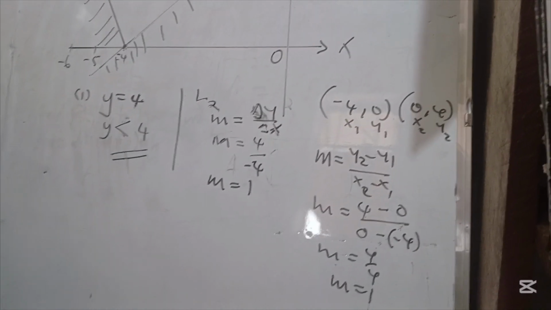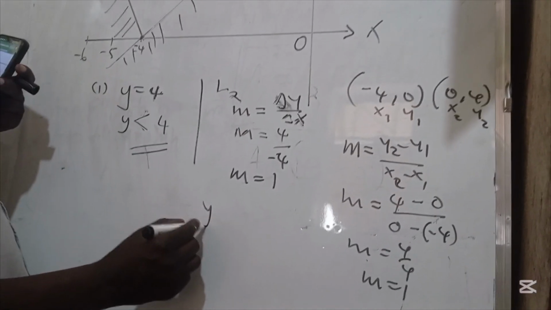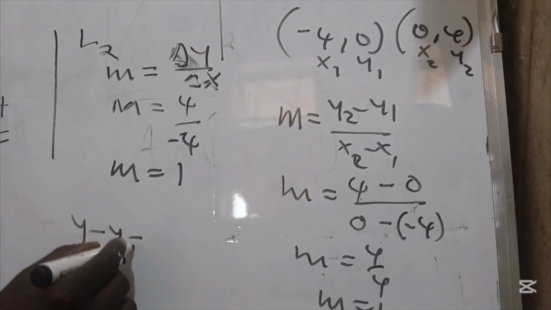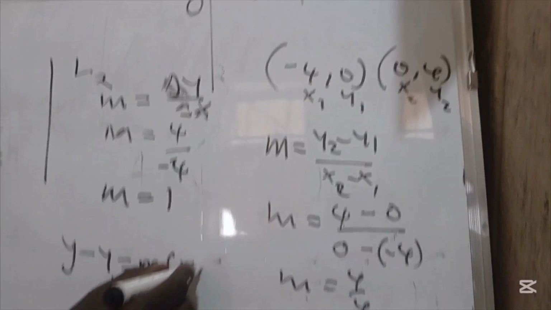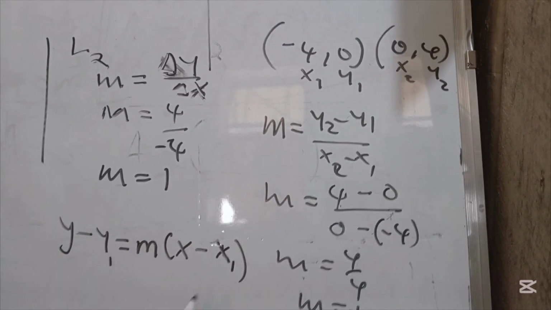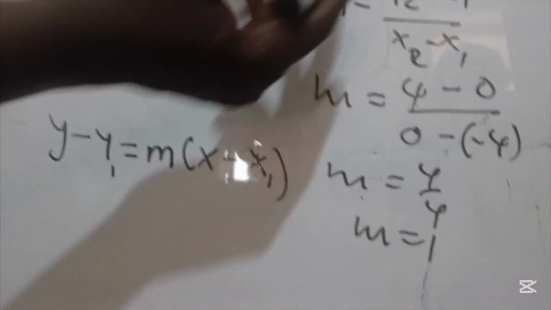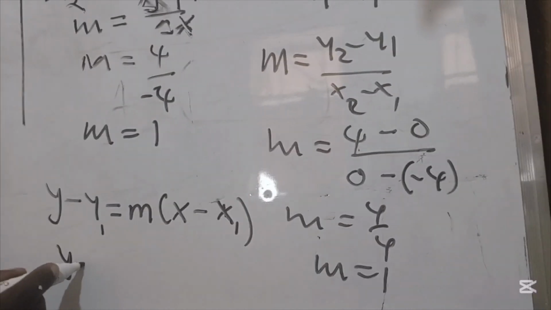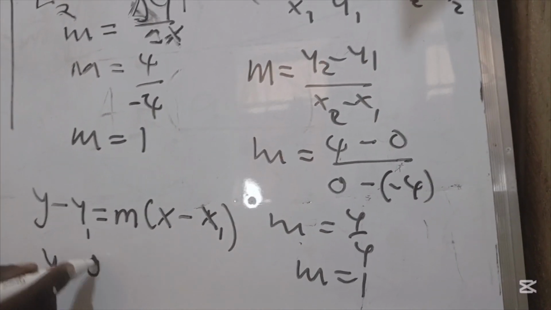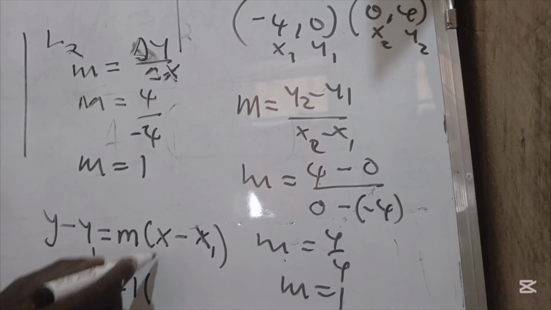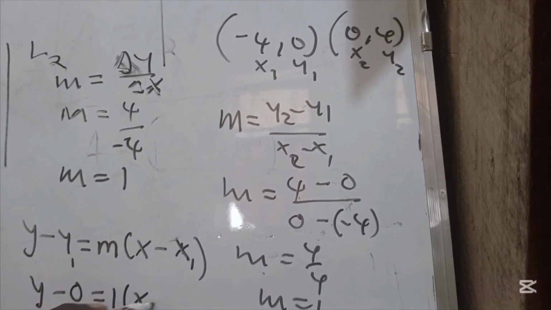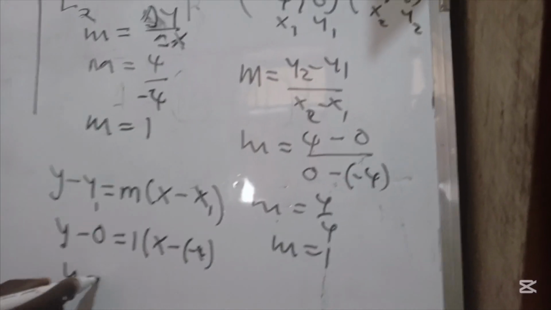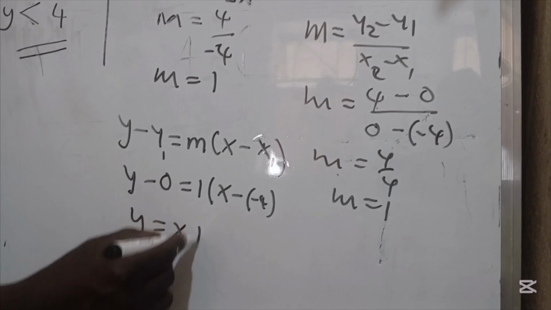Now I should come up with that equation. Normally you should use this formula: y minus y1 equals m times x minus x1. Where are these x1? These are the points. You are free to take between these 2 points. I'll take the x1. So y is equal to, my y1 is 0, my m is 1, my x I don't know, but minus my x1, which is negative 4. You are going to agree that it will be x plus 4.